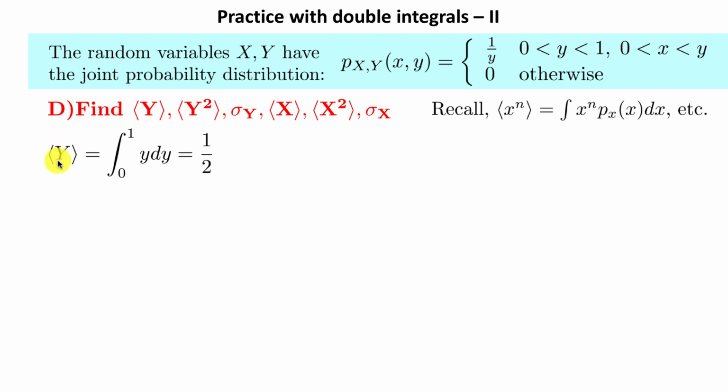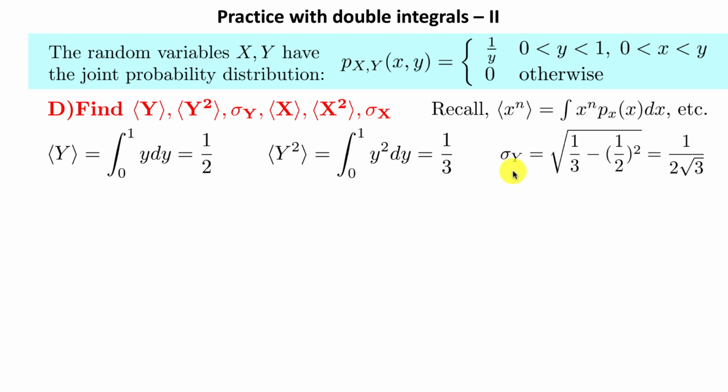So we can calculate the expectation value of the random variable y by taking y from 0 to 1. That's because we discovered that p_y(y) is equal to 1 in this range. And so clearly the average value of y is a half, very trivial. The average value of y squared will be y squared into p_y(y), which is 1, of course, as before. And so this is y cubed over 3, which gives 1/3. If you remember the formula for the standard deviation, well, sigma_y squared is equal to the average value of y squared minus the average of y squared. And so that's 1/3 minus a half squared, which is equal to 1 over 2 square root 3.